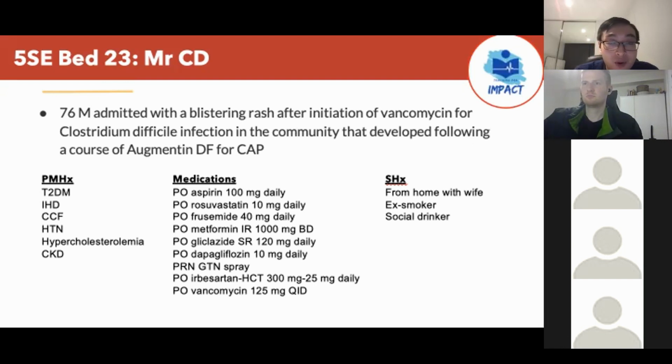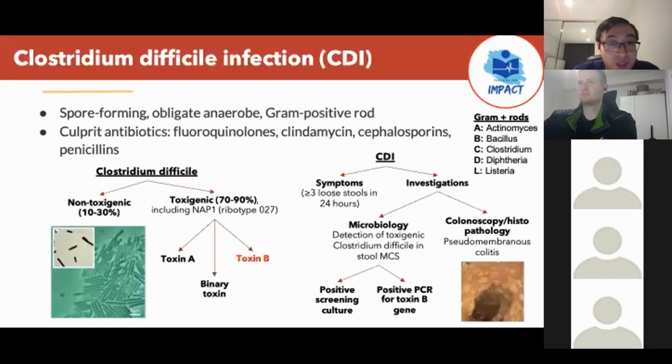So the first thing that I might talk about is Clostridium difficile infection, which you will see a lot of as an intern, because a lot of your patients will be on antibiotics. There are 3 things that you need to know about Clostridium difficile. The first thing is that it's spore forming.